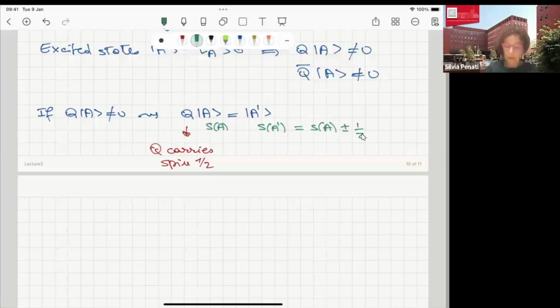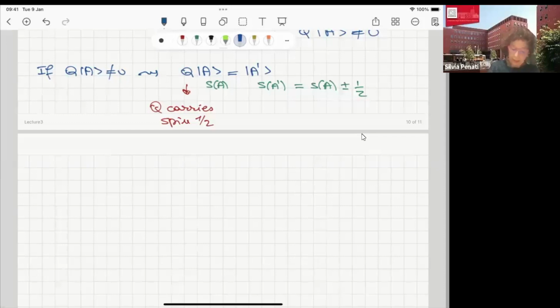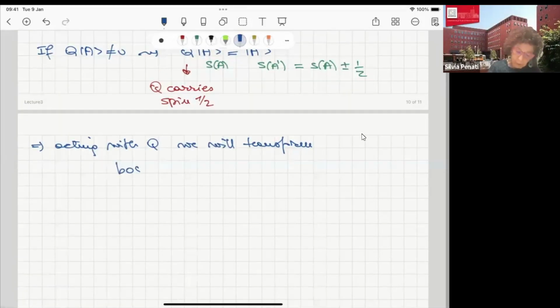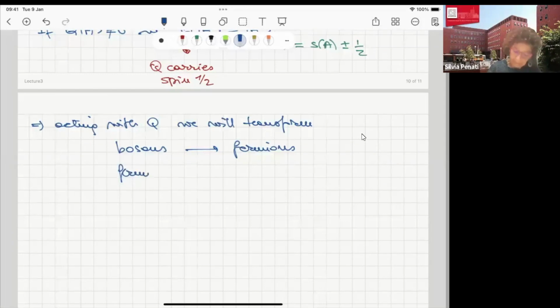And this is something that we already noticed last time, that in fact acting with Q, we will transform bosons into fermions or fermions into bosons. Okay, very good.